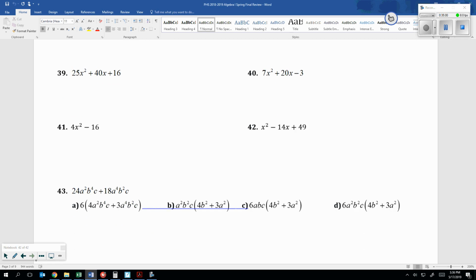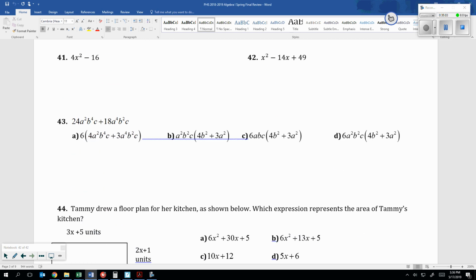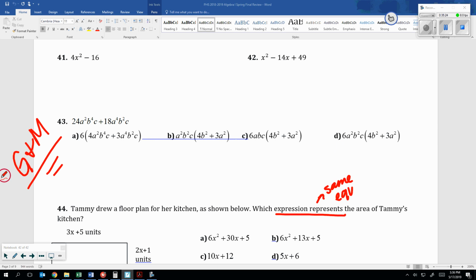That's a good way to be able to solve that. Again, not going to really waste time on 43. Graph and match. They're asking which one is the same. Same meaning equivalent, so we know to just graph and match those. Same thing for 44. It's asking which expression represents the same thing, same as equivalent. And when we see this word, all we do is graph and match.